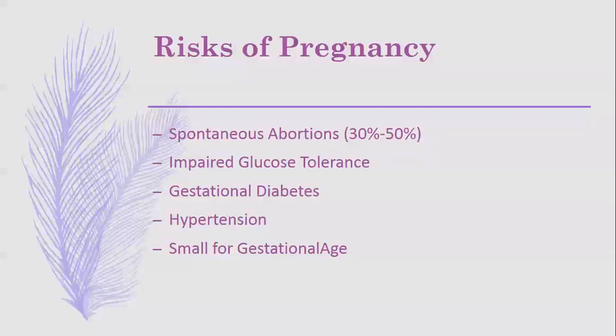If the patient gets pregnant, what is the risk in pregnancy? Spontaneous miscarriage in about 30 to 50%, impaired glucose tolerance and gestational diabetes, and she may develop hypertension or small for gestational age. Thank you, and if you have any question, we can discuss it. Put your question, and if you have any query about this lecture, we can discuss it later on.